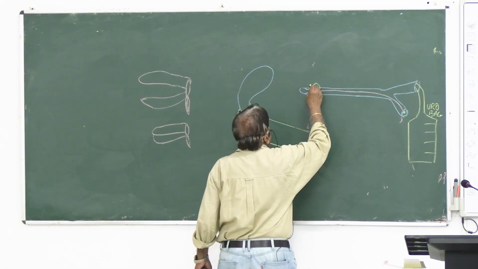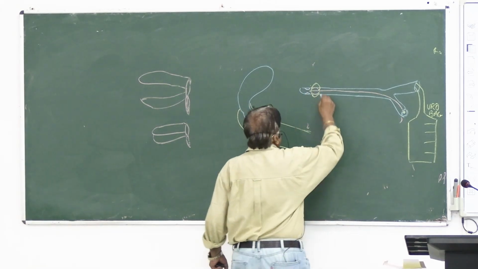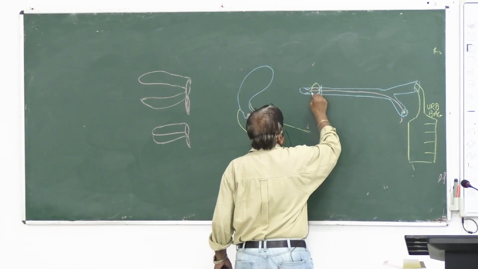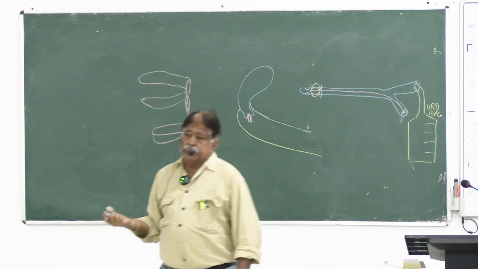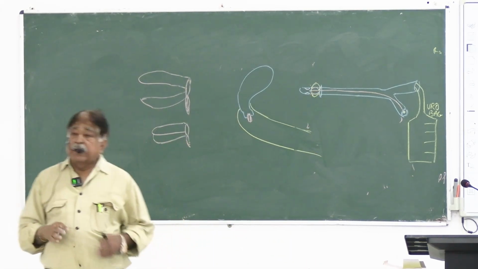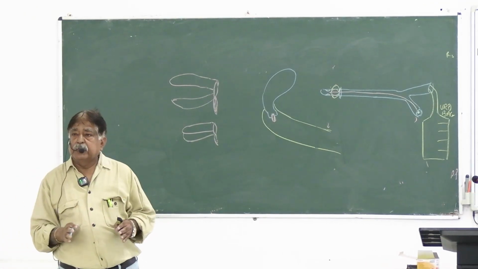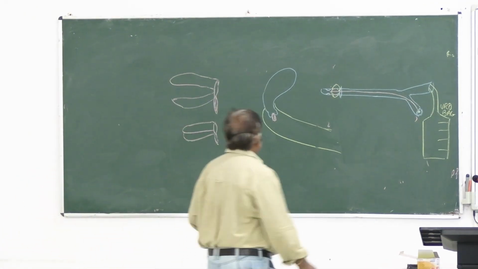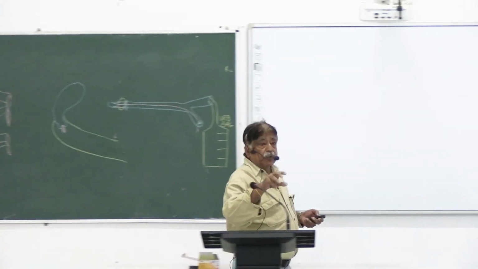Now, this is the urethral opening. See, this is the urethral opening. Now, if you pull, it does not come out. It is a self-retaining Foley's catheter. And that is the picture showing the balloon.